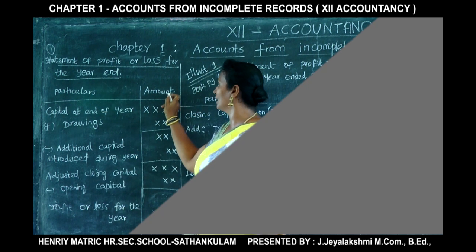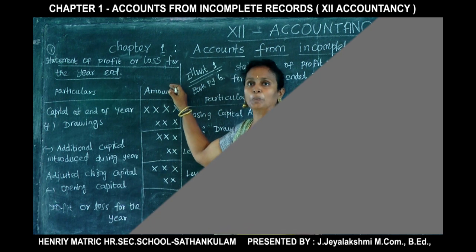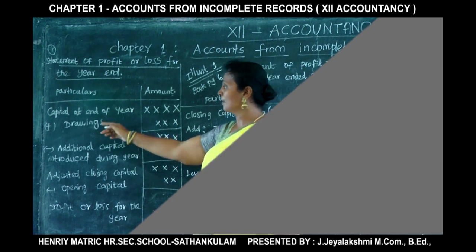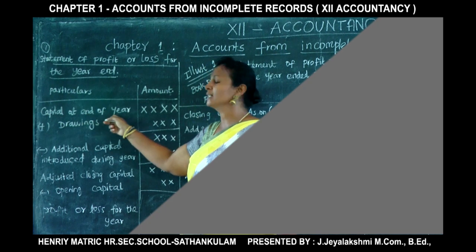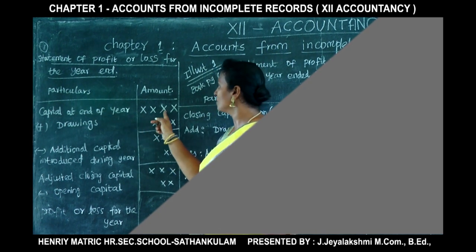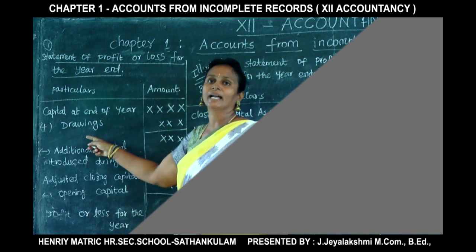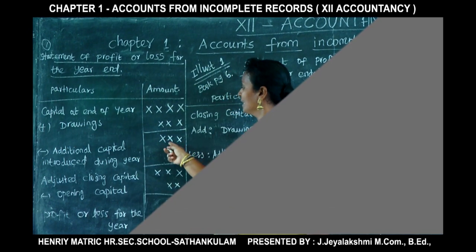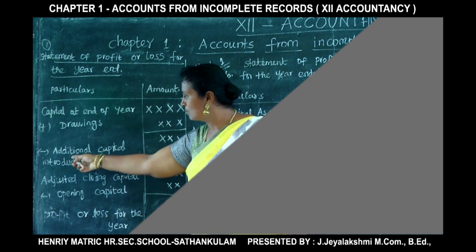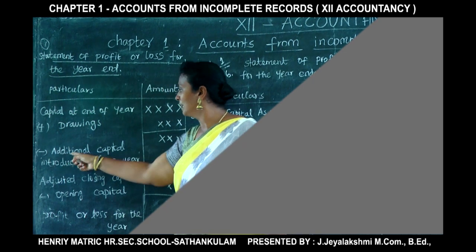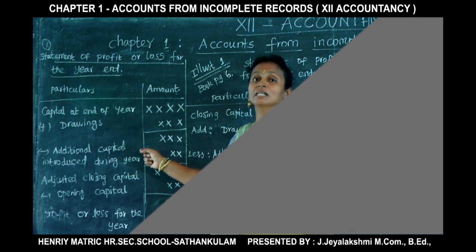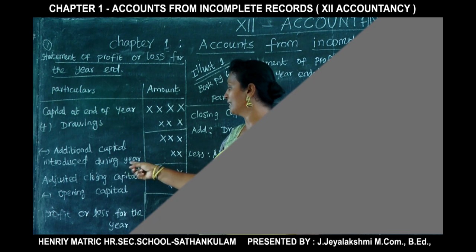Here we write the rupees amount. First, we have to take the capital at the end of the year, so that amount should be noted here. Second, we have to add the drawings, so we will be getting one amount. Then next, we have to less the additional capital introduced during the year.